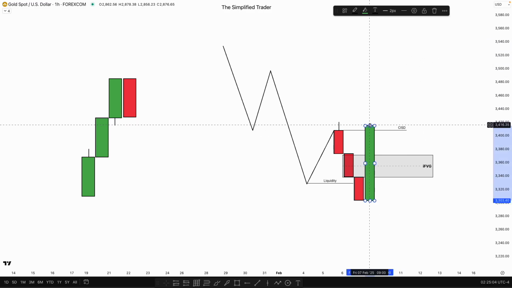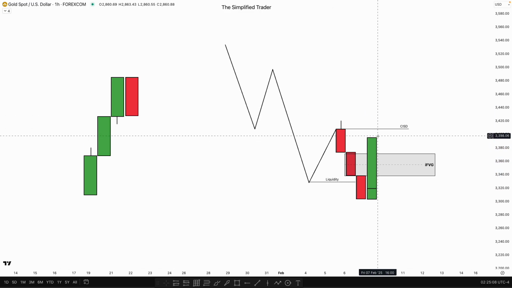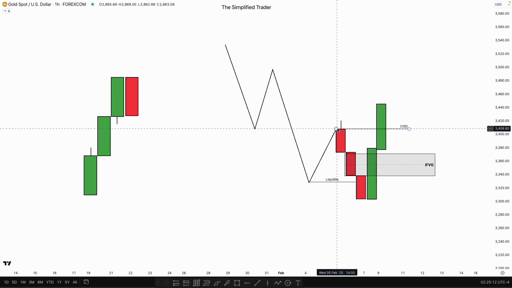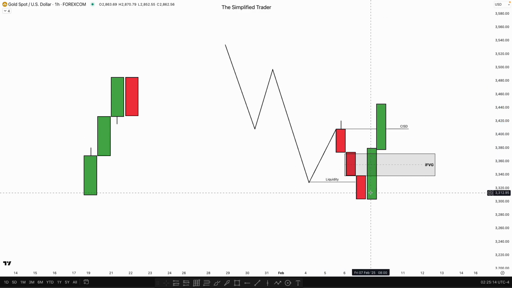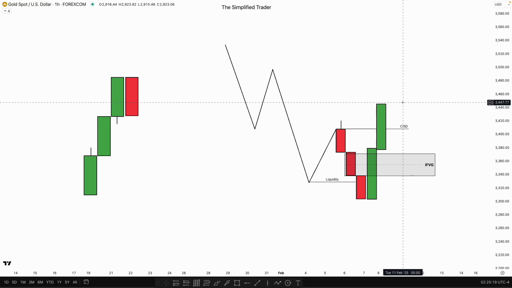It is important to note that this candle doesn't have to be one candle. It can be 2 or 3 consecutive bullish candles. As long as we close above these down close candles, that is my change in the state of delivery.